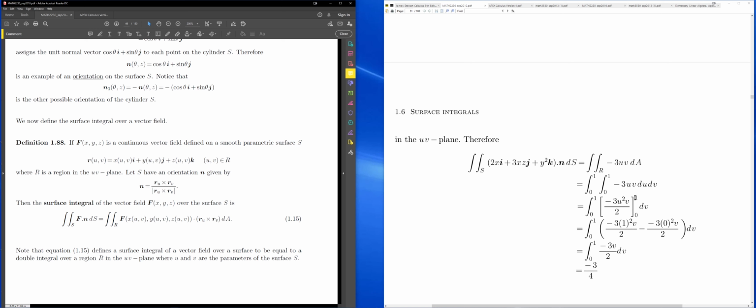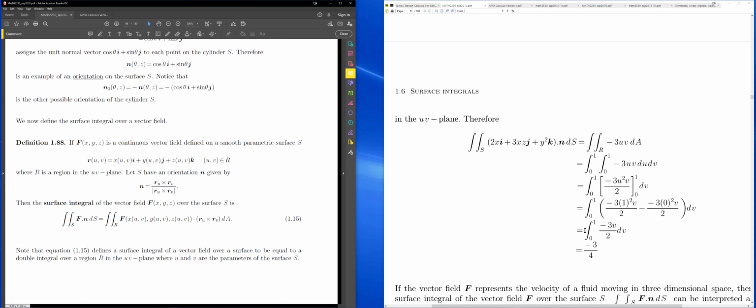And then what I do is I put in my u values. U is equal to 1, u is equal to 0. So I'll get minus 3v on 2. And then when I put in u is equal to 0, I'll get a 0. So what I end up with over here is minus 3v on 2.